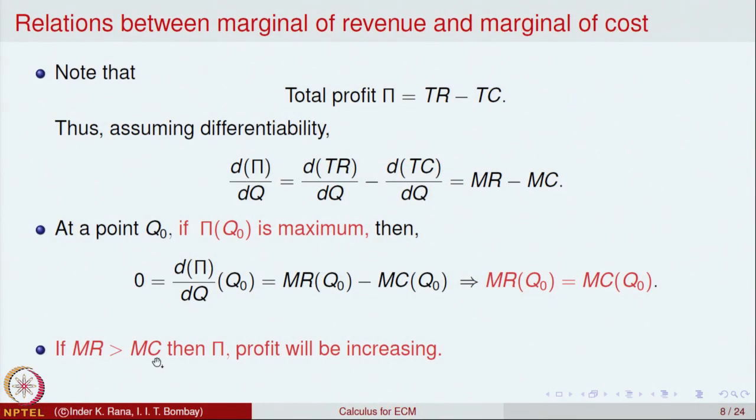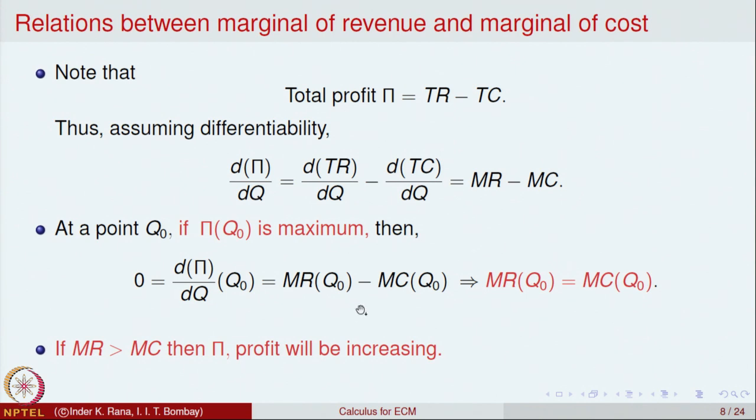If MR is bigger than MC, from this relation, in some interval, that will mean that d pi by dq is positive. So, the derivative of the profit function is strictly bigger than 0. By our result on calculus, that implies that the function must be strictly increasing. So, MR bigger than MC implies profit will be increasing, and similarly, if MR is less than MC, then the derivative is less than 0.